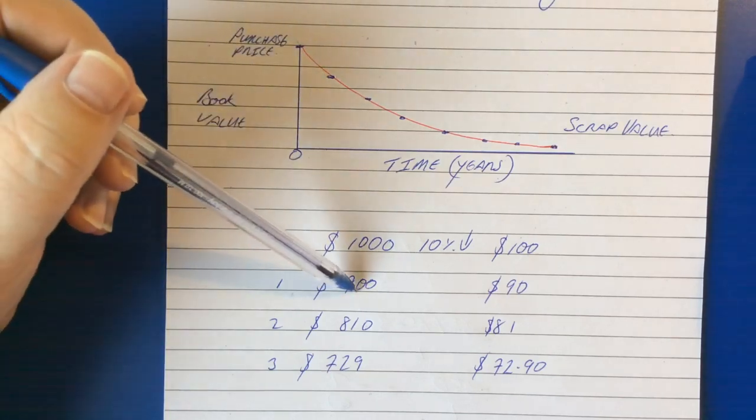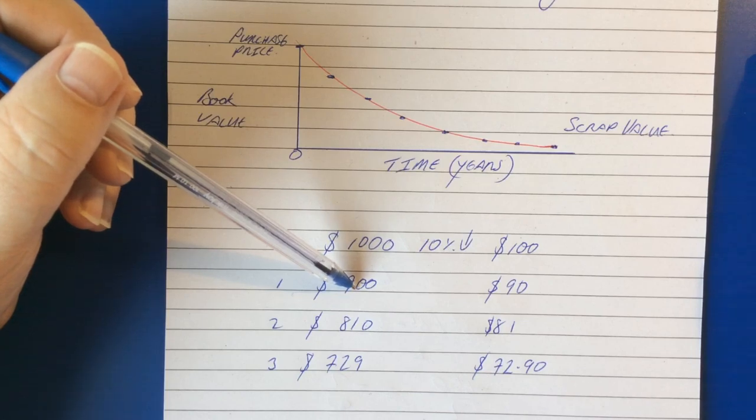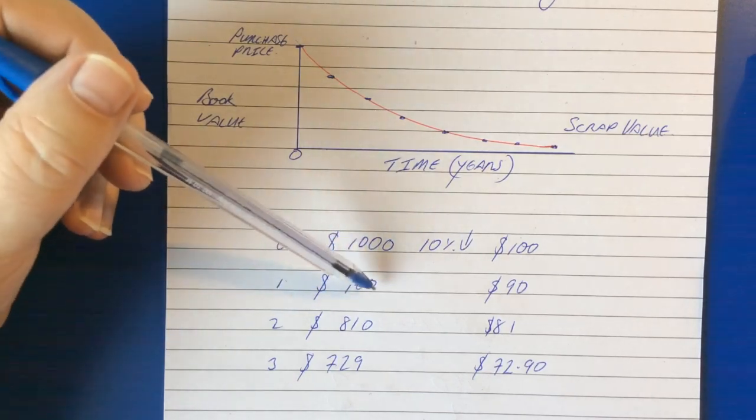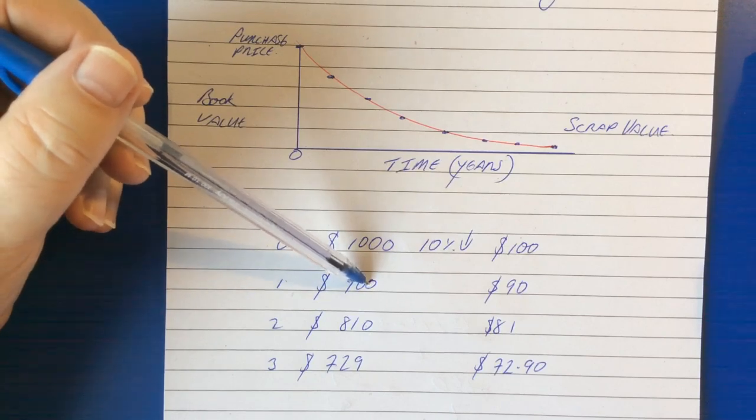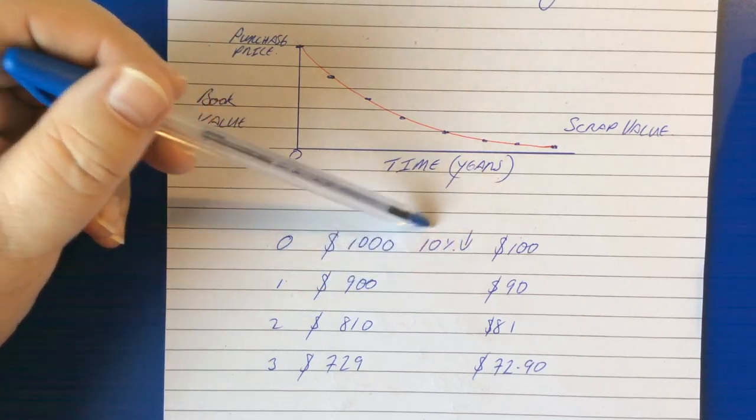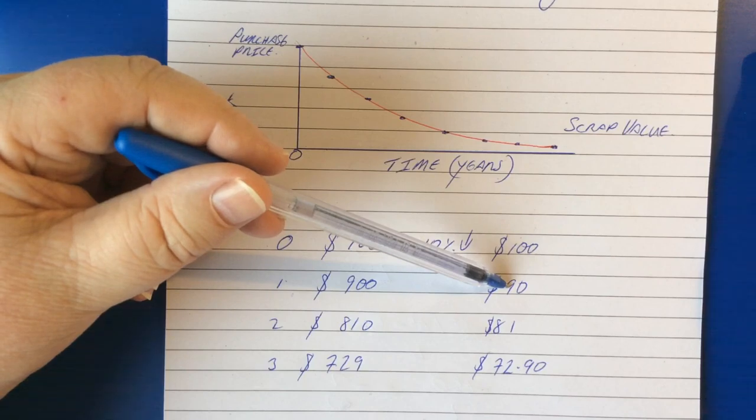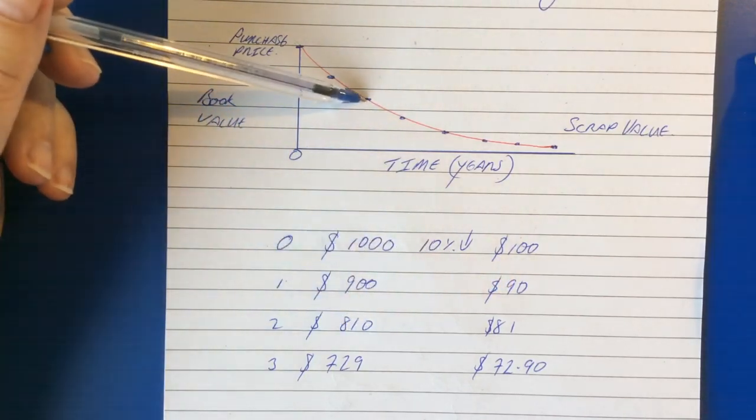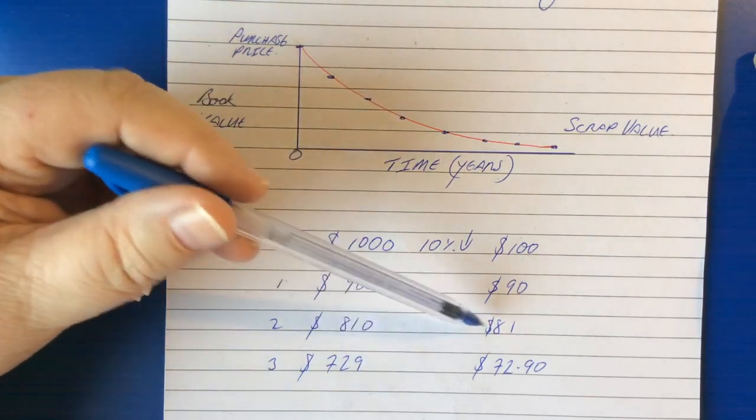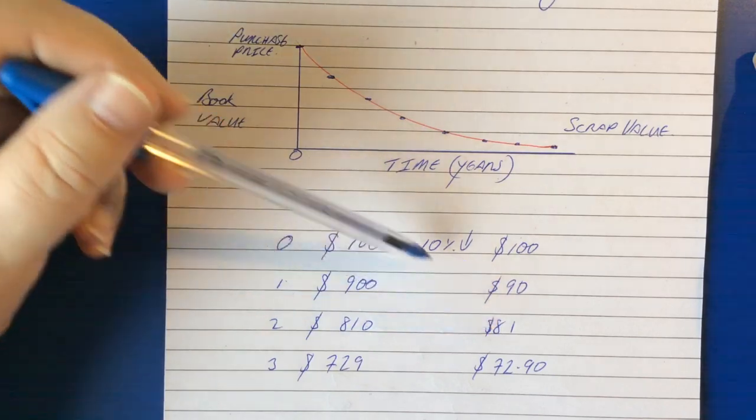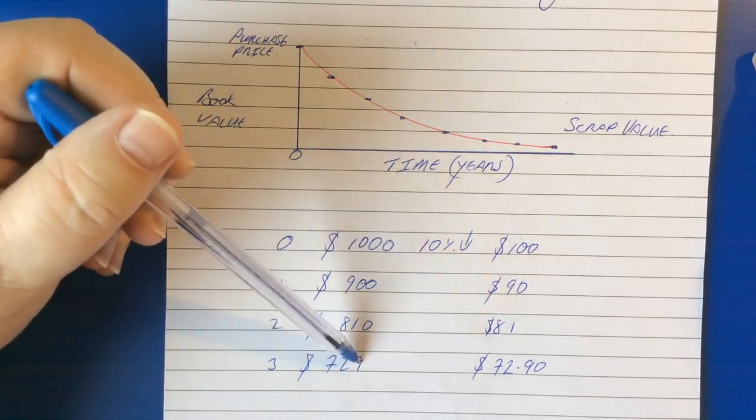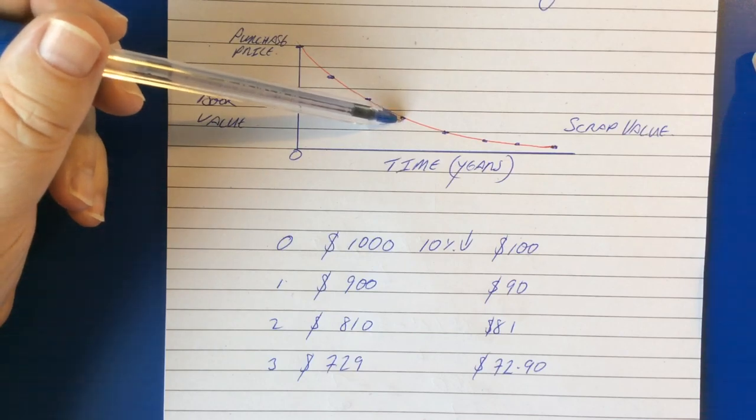In the second year, so this is the value at the end of 1 year. In the second year, you take this value here and you take 10% off it, which is $90, resulting in a value of $810, which would be this value here. So forth and so on. This time you take $81 off, which is 10% of that. You wind up with $729, which is this value here.